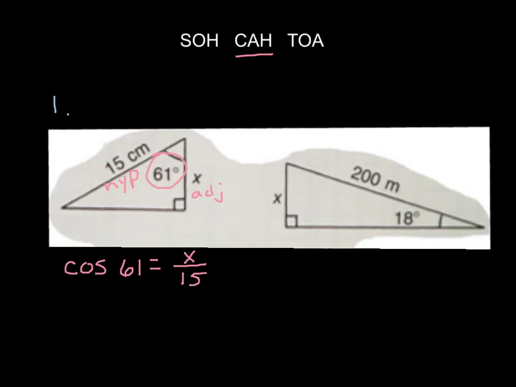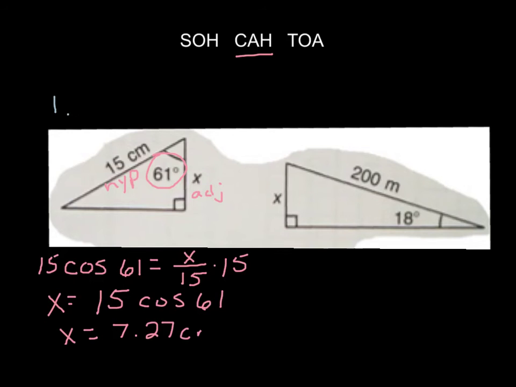And I like to just do this in one big calculator swoop. I'll multiply both sides by 15. So I get x equals 15 cosine 61. Make sure you're in degree mode, and what do we get for x? 7.27, and we are in centimeters. And that's it. I'm just going to double check here. Does it make sense that this side's 15 and this side's 7.27? Yeah. We're done.